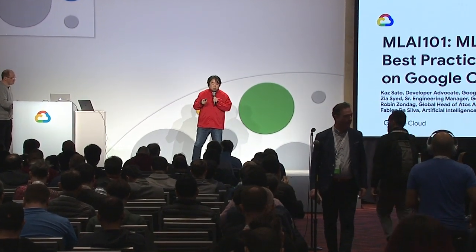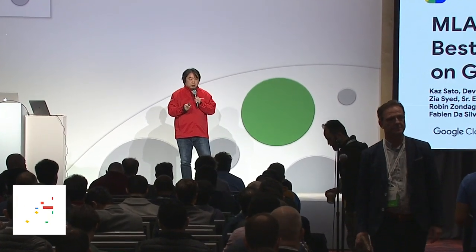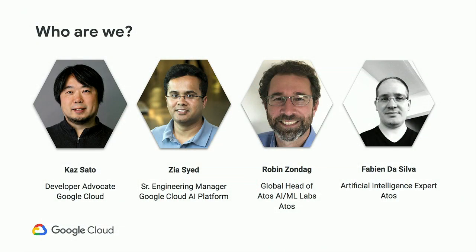It is titled ML Ops Best Practices on Google Cloud. And we will have 4 speakers for this session. So I'm Kaz Sato, I'm from Google Cloud, and we will have Zia from the Cloud AI platform. And we also have Robin and Fabien from Atos, who is the Google partner company.